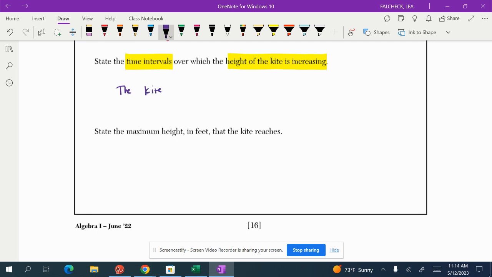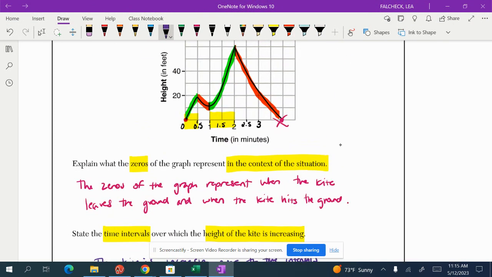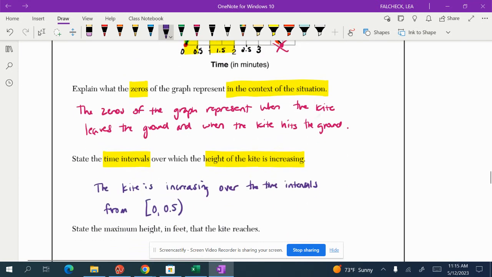The kite is increasing over the time intervals, or I guess we would say over the time intervals. From doesn't really make sense. Over the time intervals from 0 to 0.5. We're including that 0 because that's where the graph starts. And then at 0.5, the kite is at one of its maximums. So it's neither increasing nor decreasing. It's just at a maximum.